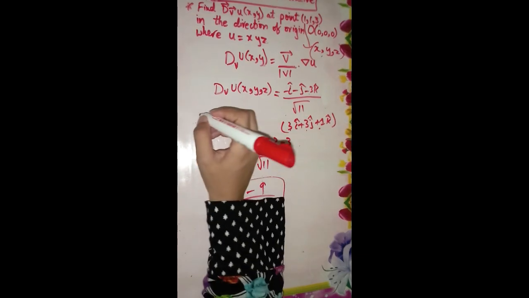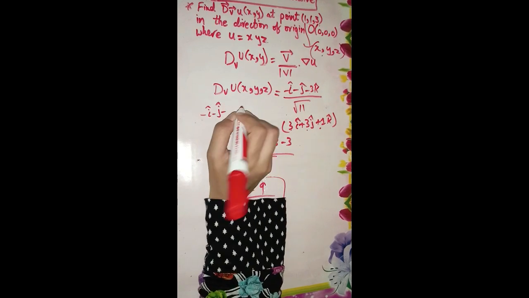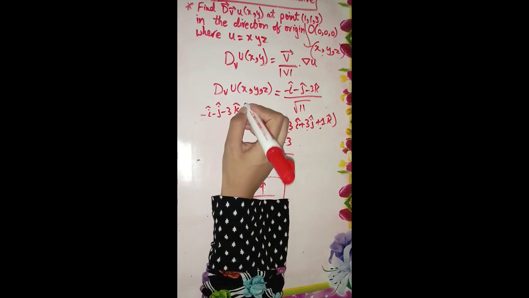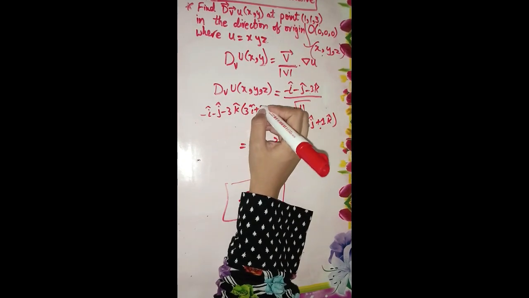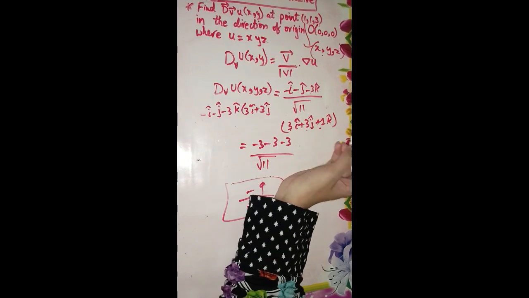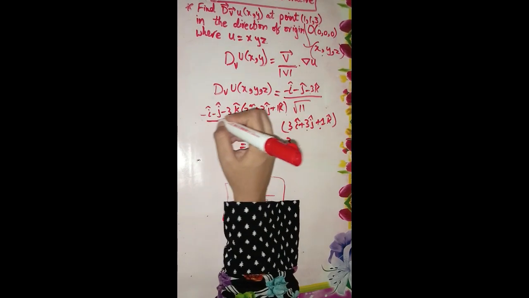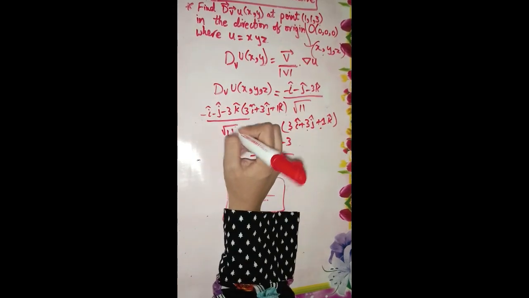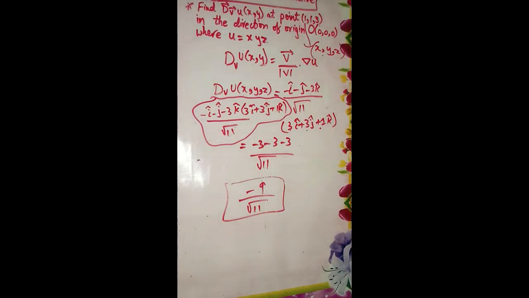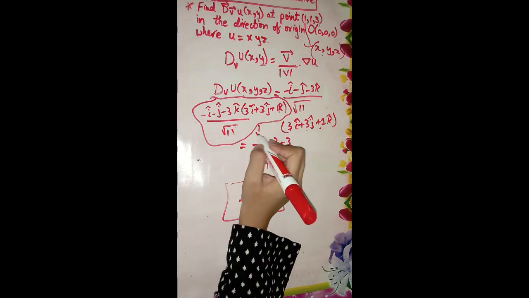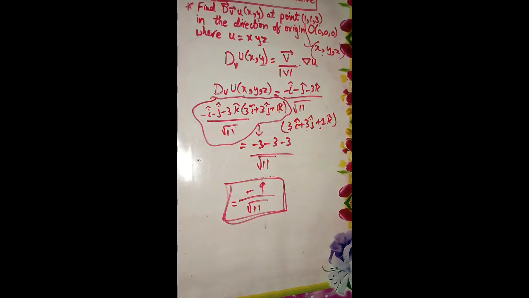It is like minus i hat minus j hat minus 3k hat into the value of del u, 3i hat plus 3j hat plus 1k hat, divided by under root 11. And solving it, we will get our final answer. And this is equal to the directional derivative.